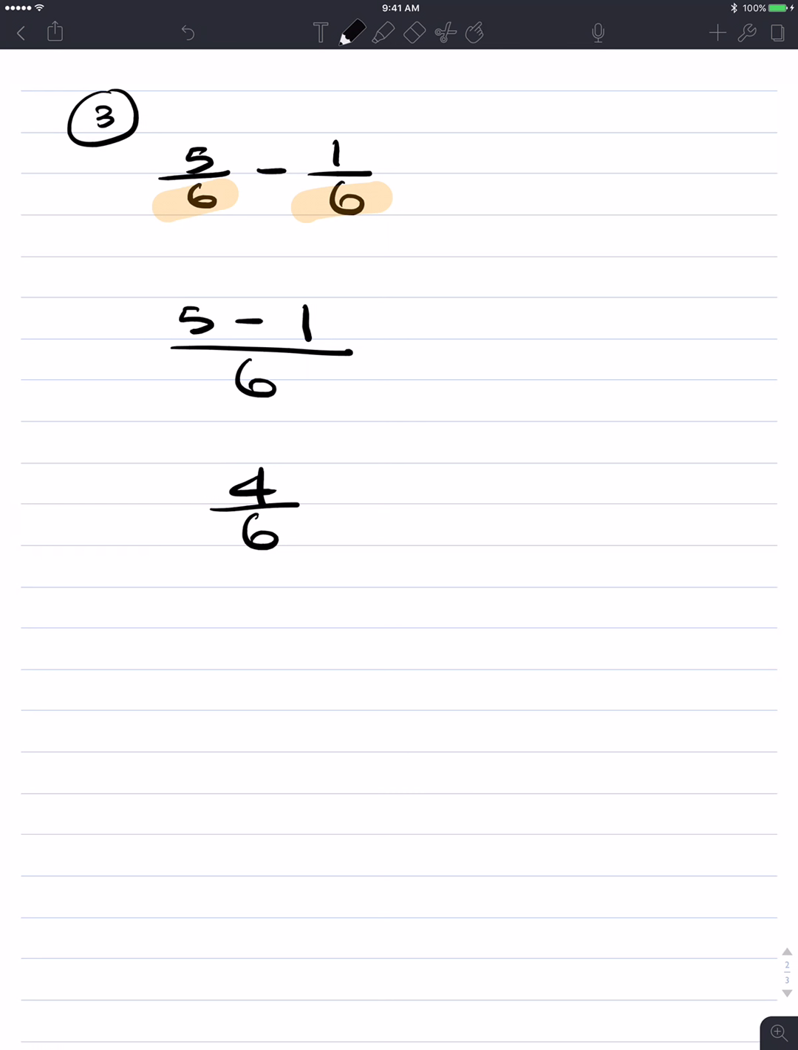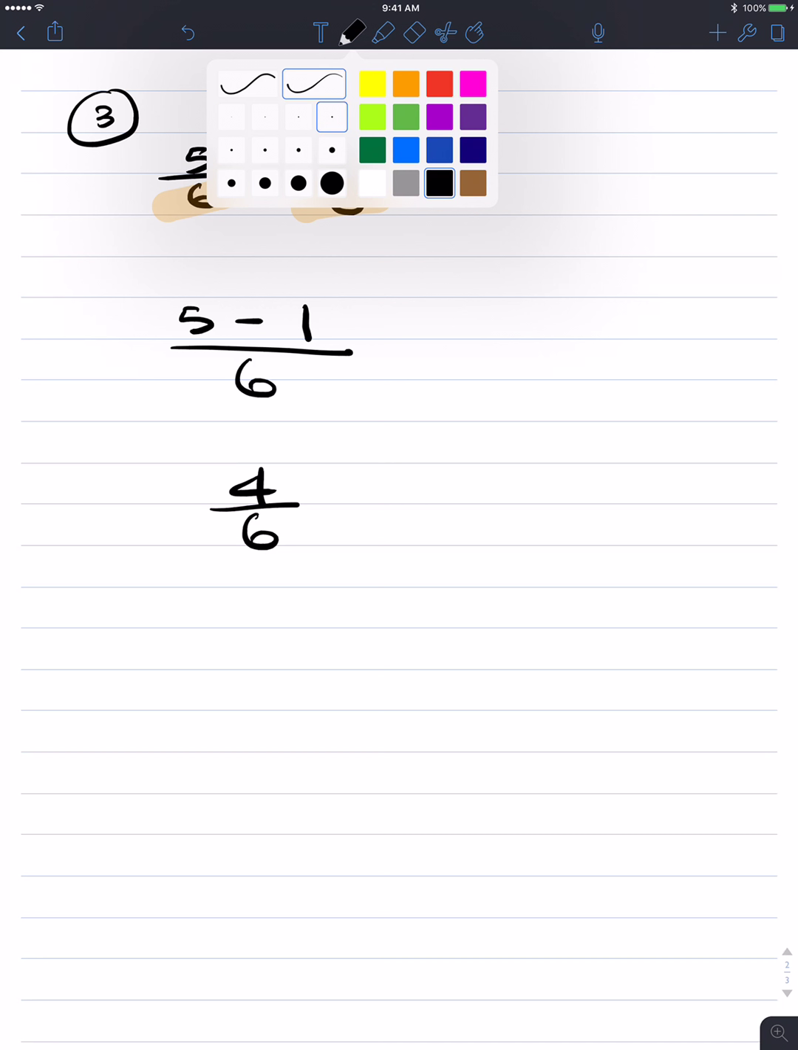Number 3. We have 5 6 minus 1 6. Notice again, we have like fractions, the same denominator. All we'll have to do is perform the arithmetic with the numerators. Keep this over 6. Now 5 minus 1 is 4, so we have 4 6. Our fraction is 4 6.